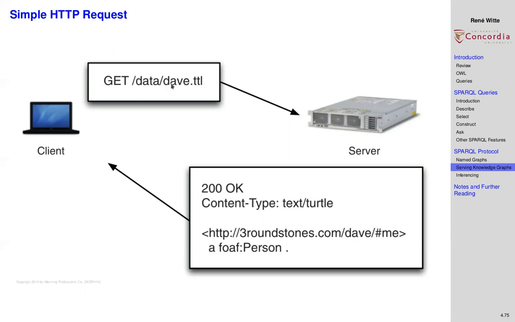You as the client can say, please give me a Turtle file or an N-Triples file. And then assuming this file exists, the server will say, okay, here is your RDF data. So this is possible, and in some cases this is something you actually do. But in many cases, this wouldn't really be practical.